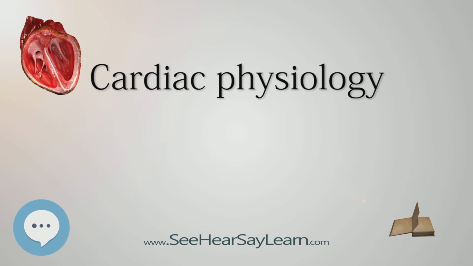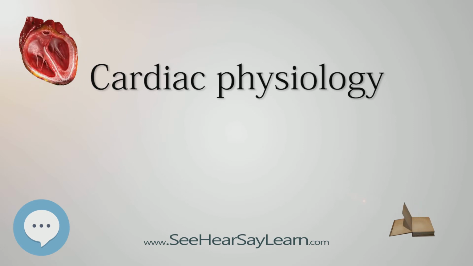As the atrial muscles contract from the superior portion of the atria toward the atrioventricular septum, pressure rises within the atria and blood is pumped into the ventricles through the open atrioventricular, tricuspid, and mitral or bicuspid valves.